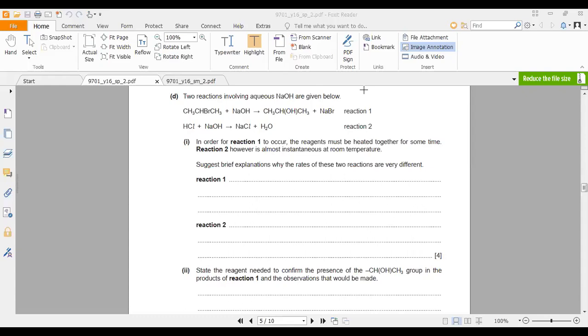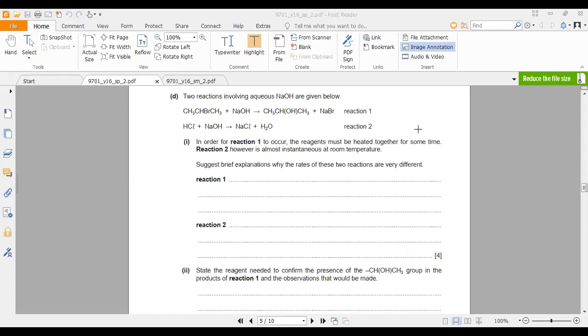We know SN1 is specific for 3 degree halogenoalkane, and SN2 is specific for 1 degree halogenoalkane. But for 2 degree, it could be SN1 or SN2, whatever. But it is giving a nucleophilic substitution reaction. On the other hand, the second one is an acid-base or neutralization reaction. Now come to this question. In order for reaction 1 to occur, the reagents must be heated together for some time.